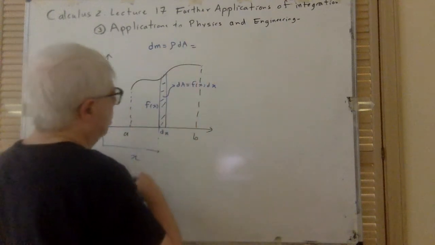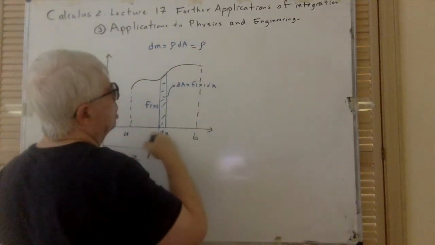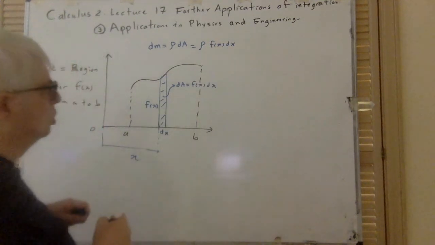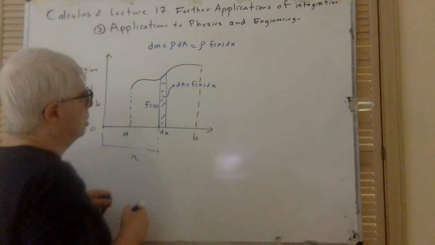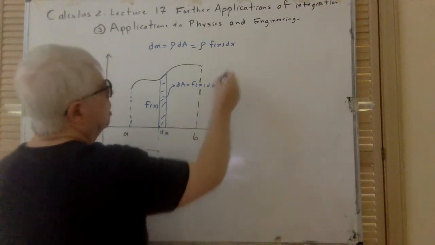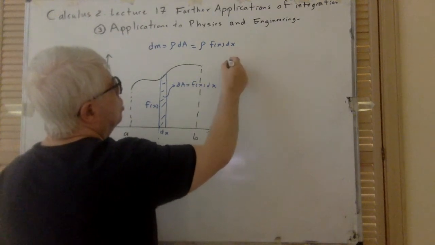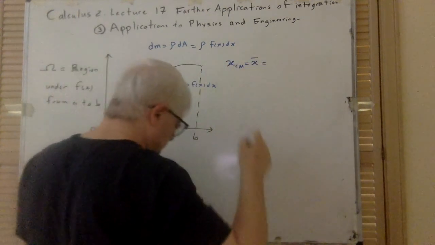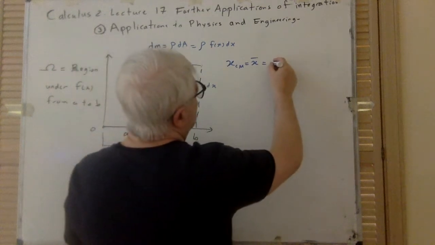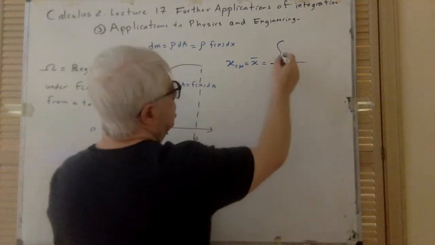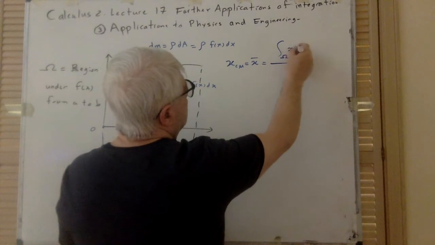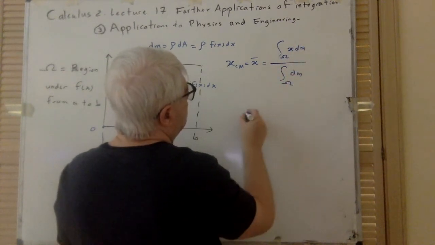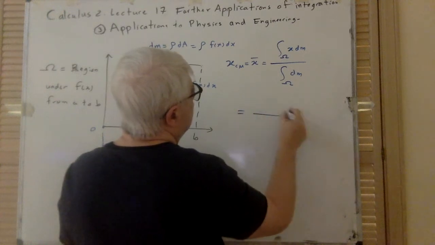So this is in fact rho times f(x) dx. So that's the dm. And x of center of mass, which we usually call x of cm, is called x bar, and that is equal to, we had the integral over this region, let's write it first, x dm over the integral of dm over omega. So this gives me a nice formula.